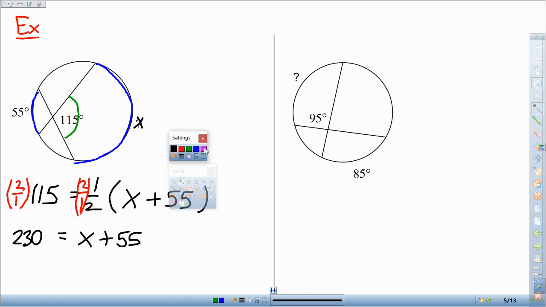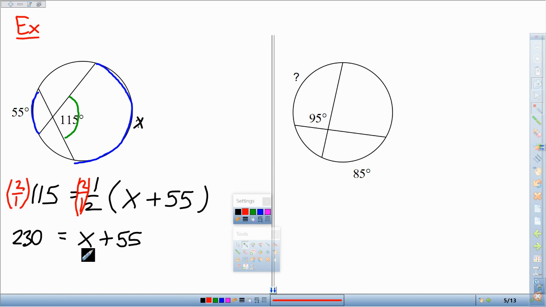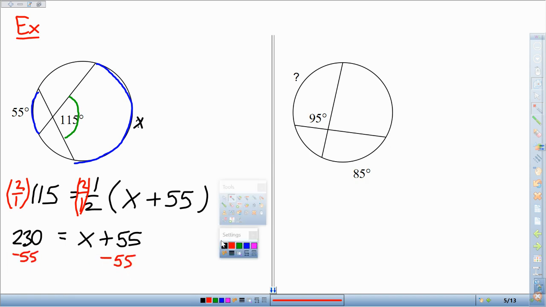In your notes, if you want to cross these out, you can, but you don't have to. And here we are. We just have a little one-step equation, right? We can get rid of 55 by subtracting. And 230 minus 55, we got 175. I'm going to flip it around. So x equals 175 degrees.